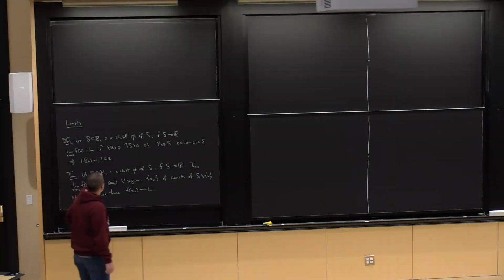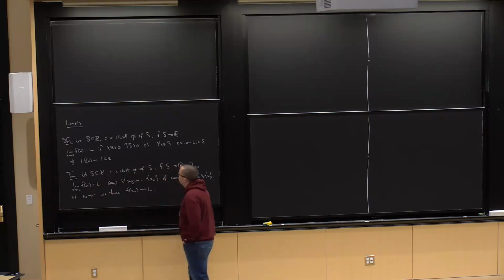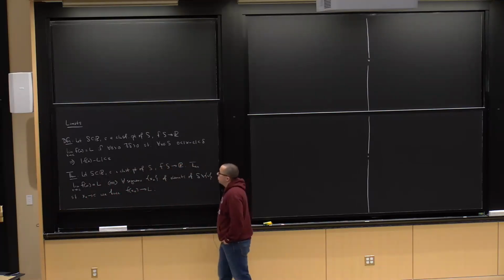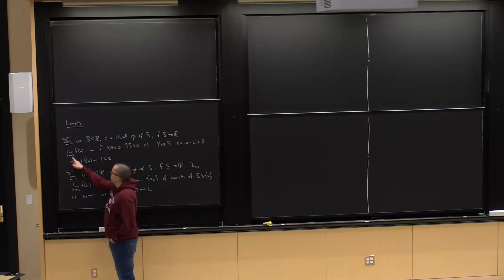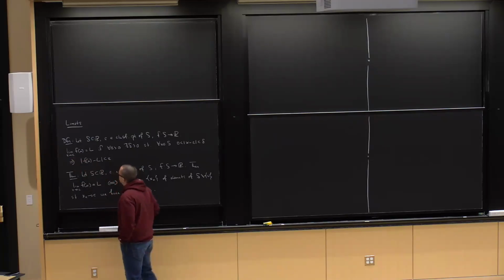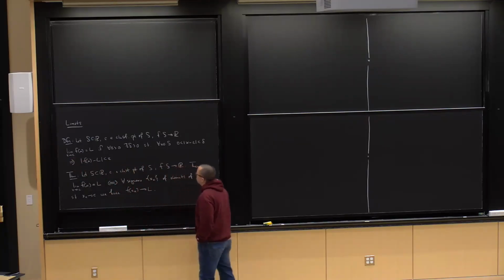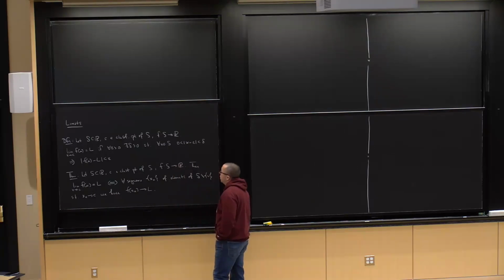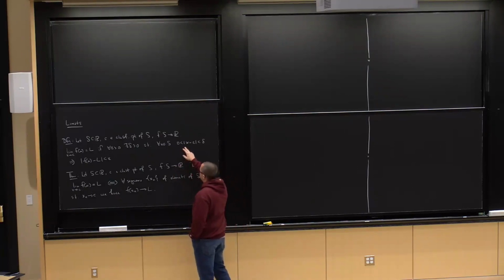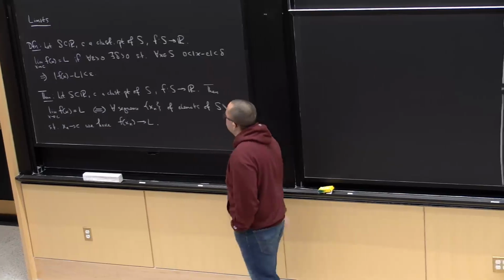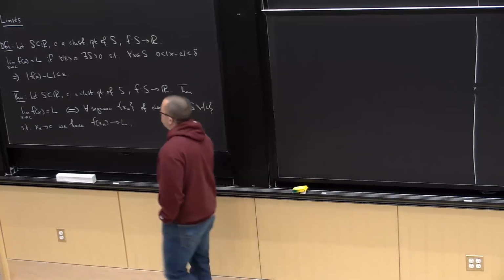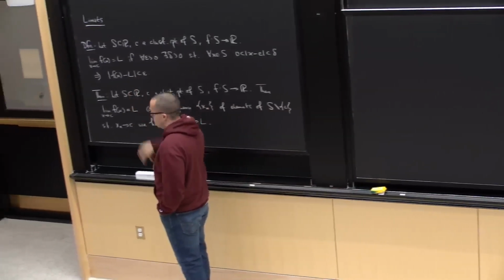Last lecture, we introduced the notion of the limit of a function as x goes to c, which we write limit as x arrow c of f of x equals L. What does this mean? This means for all epsilon positive, there exists a delta positive such that for all x satisfying 0 is less than |x minus c| is less than delta, we have that |f of x minus L| is less than epsilon. Okay?